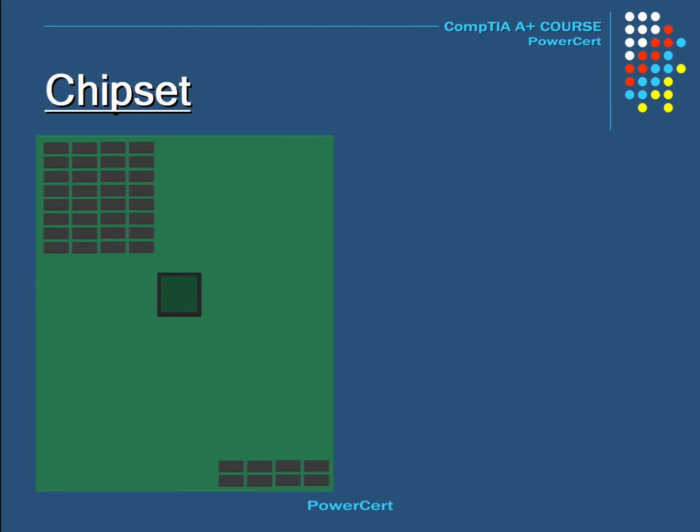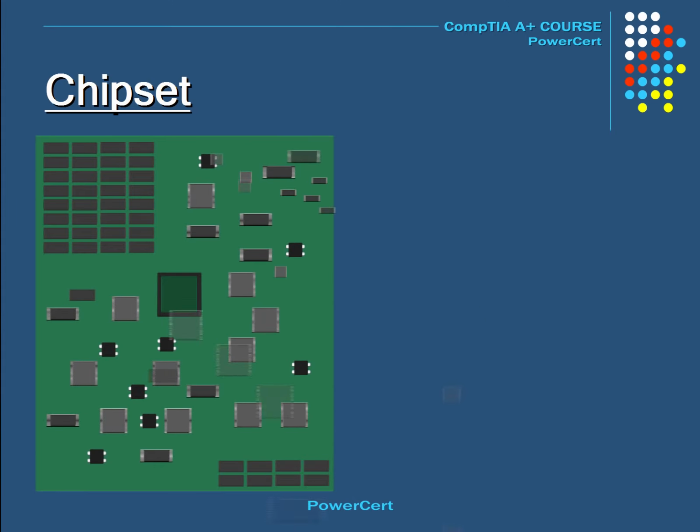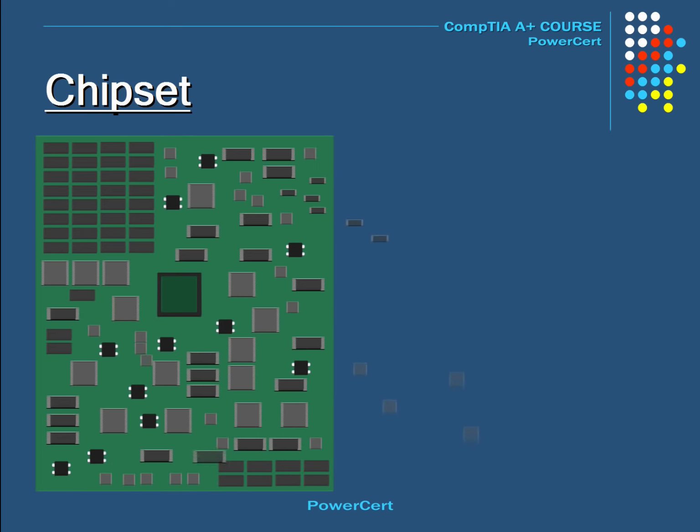One of the main and most important components you'll find on a motherboard is the chipset. Older motherboards were designed with a lot of different chips scattered all over the motherboard. There were chips for different things, like chips for bus controllers, memory controllers, keyboard controllers, and so on. So they had a lot of different chips controlling different functions on the motherboard.